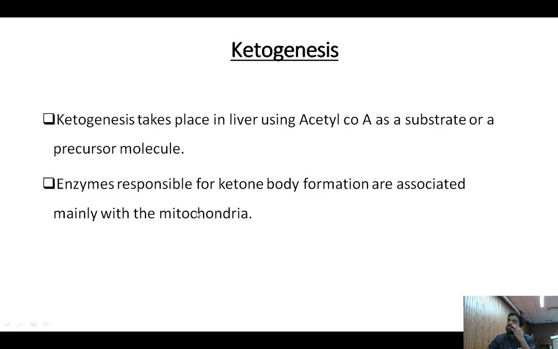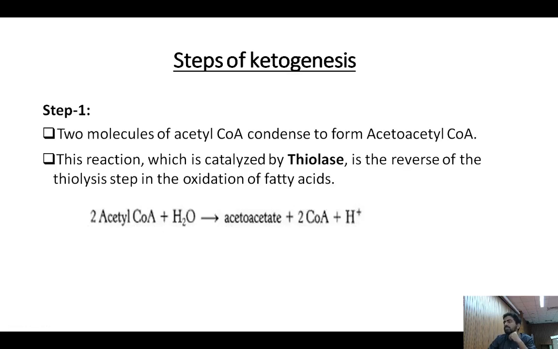Okay, so in the mitochondria of liver cells, this ketogenesis actually happens. Now we'll see it stepwise. First, I'll tell you the steps, and then we will see the full flow chart. In the first step, two molecules of acetyl coenzyme A will combine together and form acetoacetyl coenzyme A.